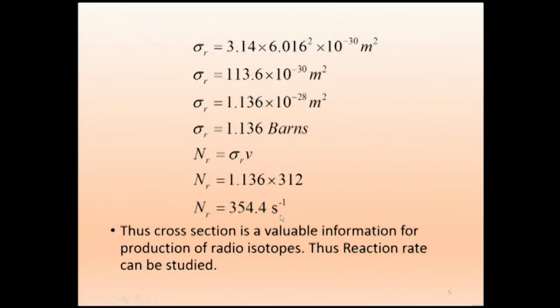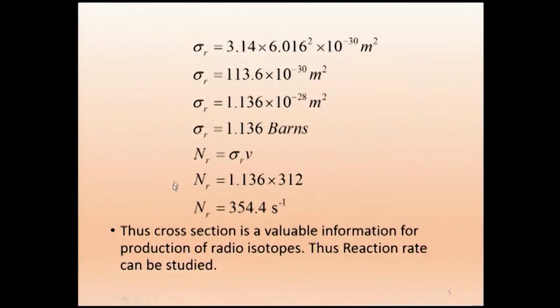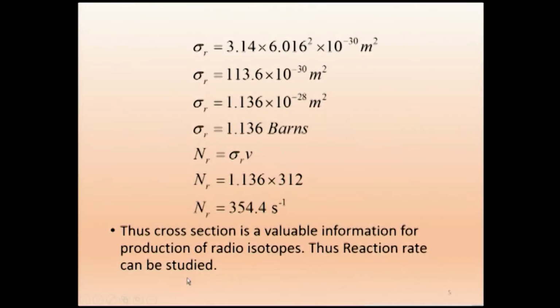For production of radioisotopes for scientific or medical purposes, we need to know how many reactions will take place in 1 second. According to our calculation, more than 300 reactions will take place in 1 second. Thus the reaction cross section is valuable information for production of radioisotopes. Suppose we require a certain amount of radioisotopes, we need to know how many hours or days the sample has to be under the neutron beam. Thus reactions can be studied.